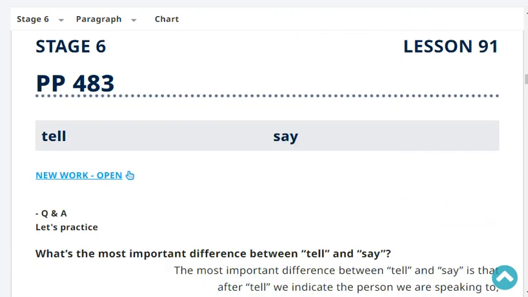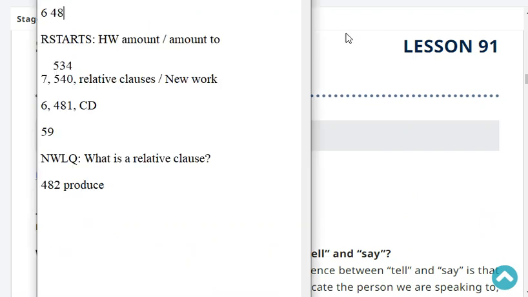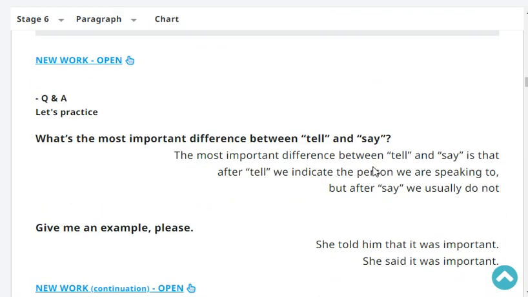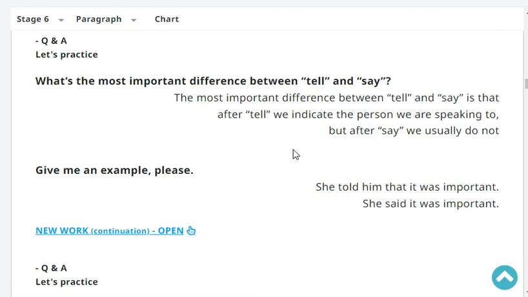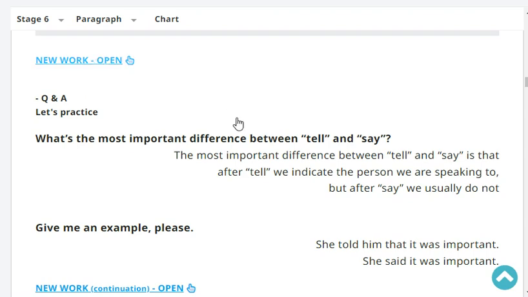Tell, say. The most important difference between tell and say is that after tell, we indicate the person we are speaking to, but after say, we usually do not. For example, I told David that I was going on holiday. I said that I was going on holiday.